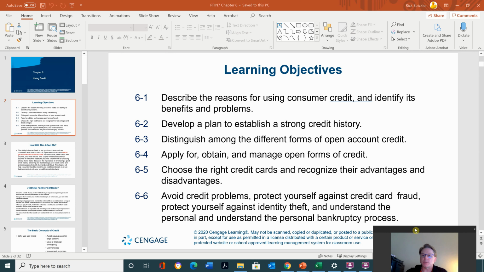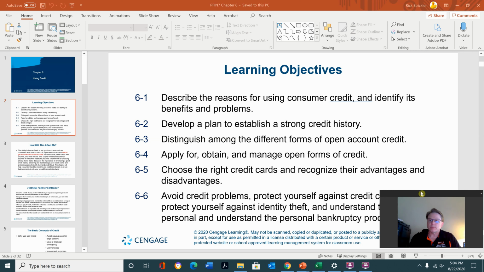Avoid credit problems, protect yourself against credit card fraud, protect yourself against identity theft, and understand the personal bankruptcy process.